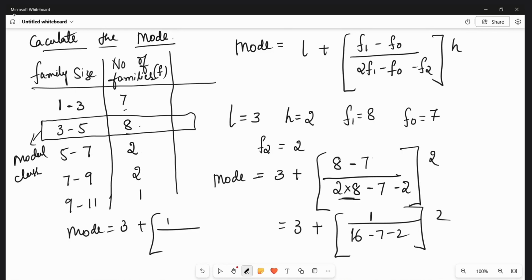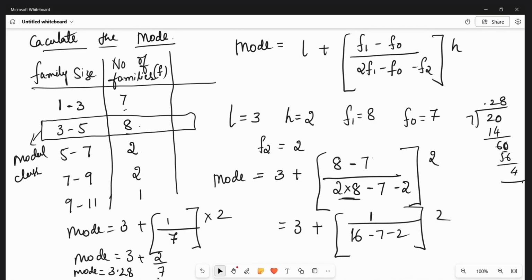16 minus 9, how much you will get? 7. This into 2. So mode is equal to 3 plus 2 by 7. 2 by 7 you can calculate the decimal value, then add with 3. 3.28. Right here, mode is equal to 3.28.